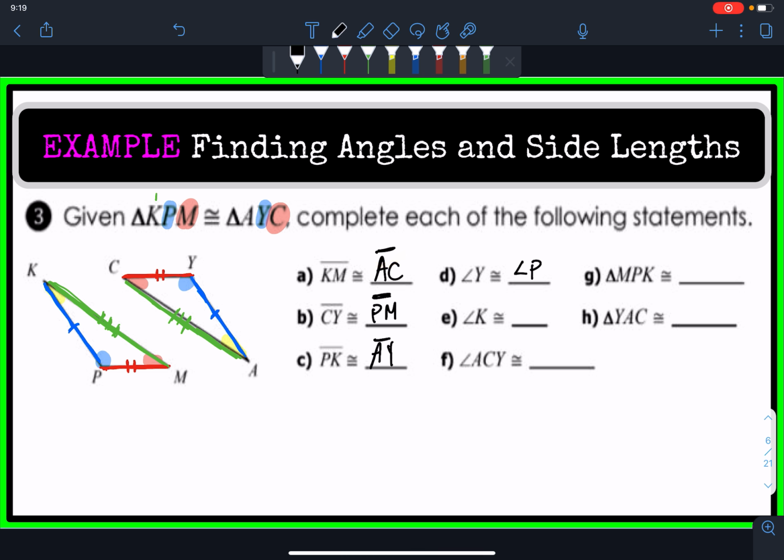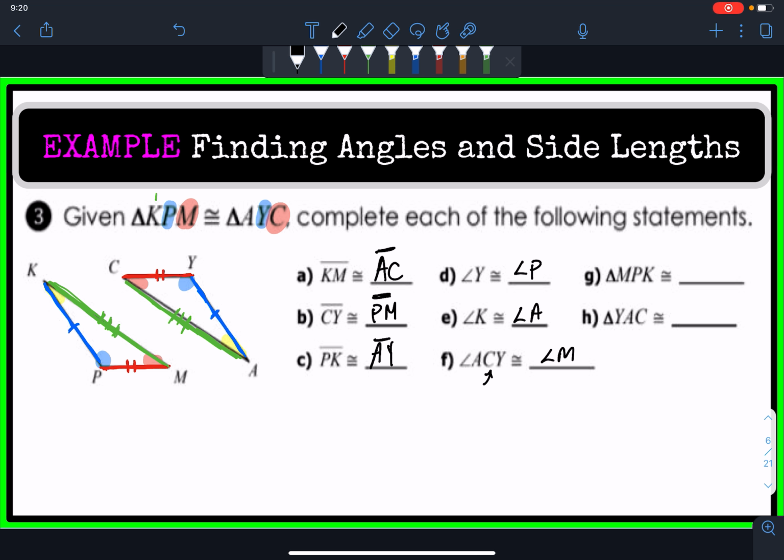Now for angle K corresponds to angle A. I'm going to move to G before I go to F. Well, I might as well start there. Angle ACY is basically again angle C, because angle ACY starts with A, goes to C, and then goes to Y. Remember that another way of naming an angle is by simply using the middle point, just simply using the vertex, which in this case the vertex is C. So angle C corresponds to angle M on the other triangle. So this is going to be congruent to angle M.